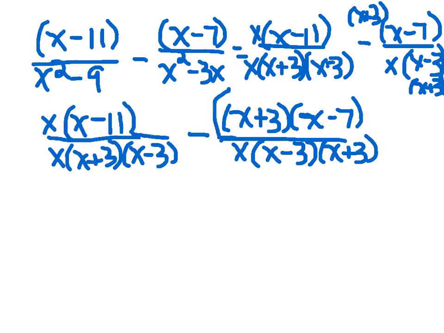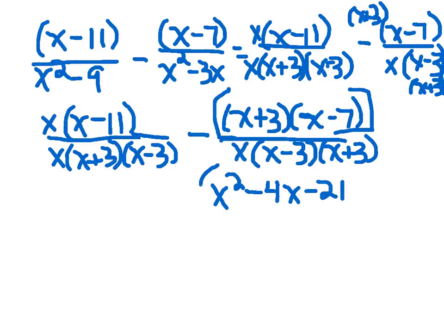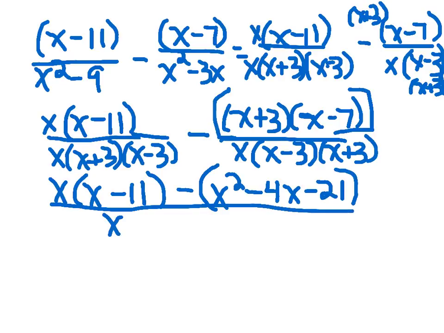Because I'm subtracting this entire polynomial, before I go to my big fraction bar, I want to FOIL. This gives me x squared minus 4x minus 21. And the reason why that's important is because on my big fraction bar, I need to make sure that that entire polynomial is subtracted.